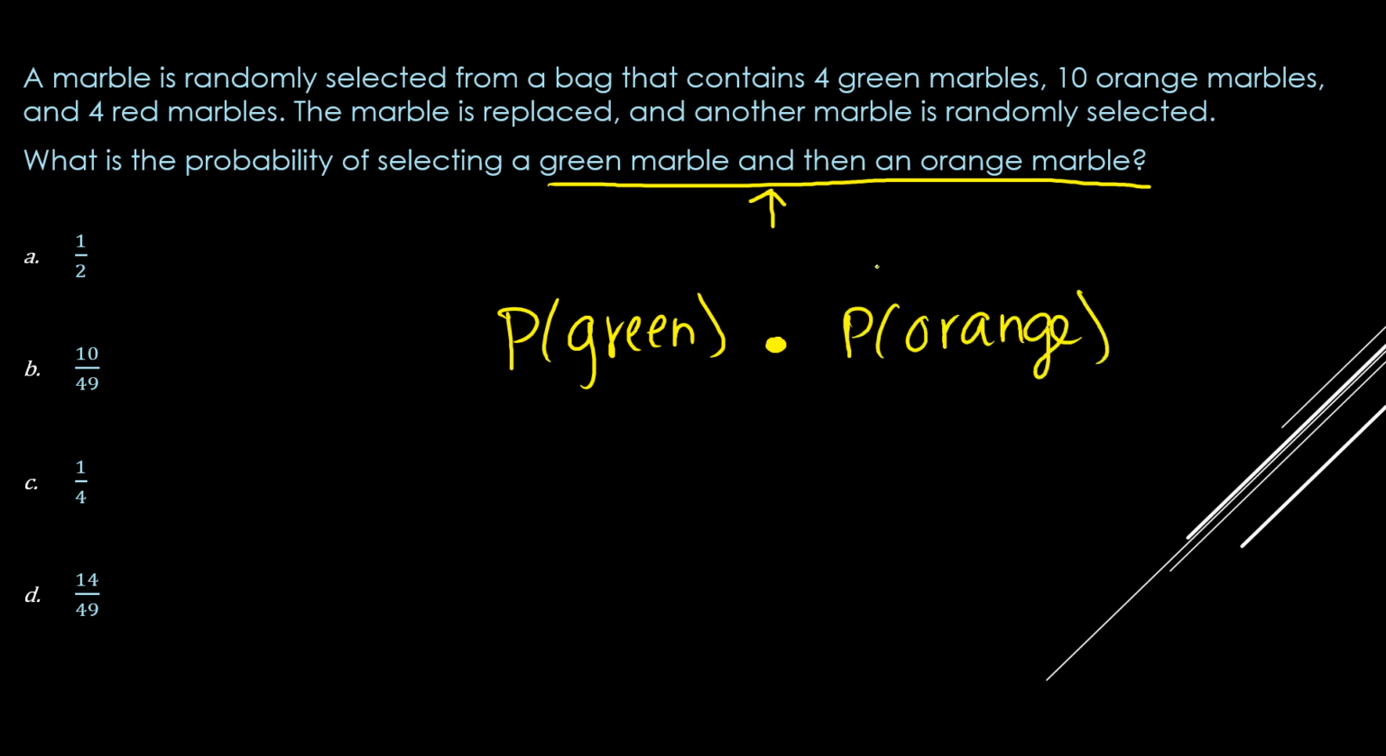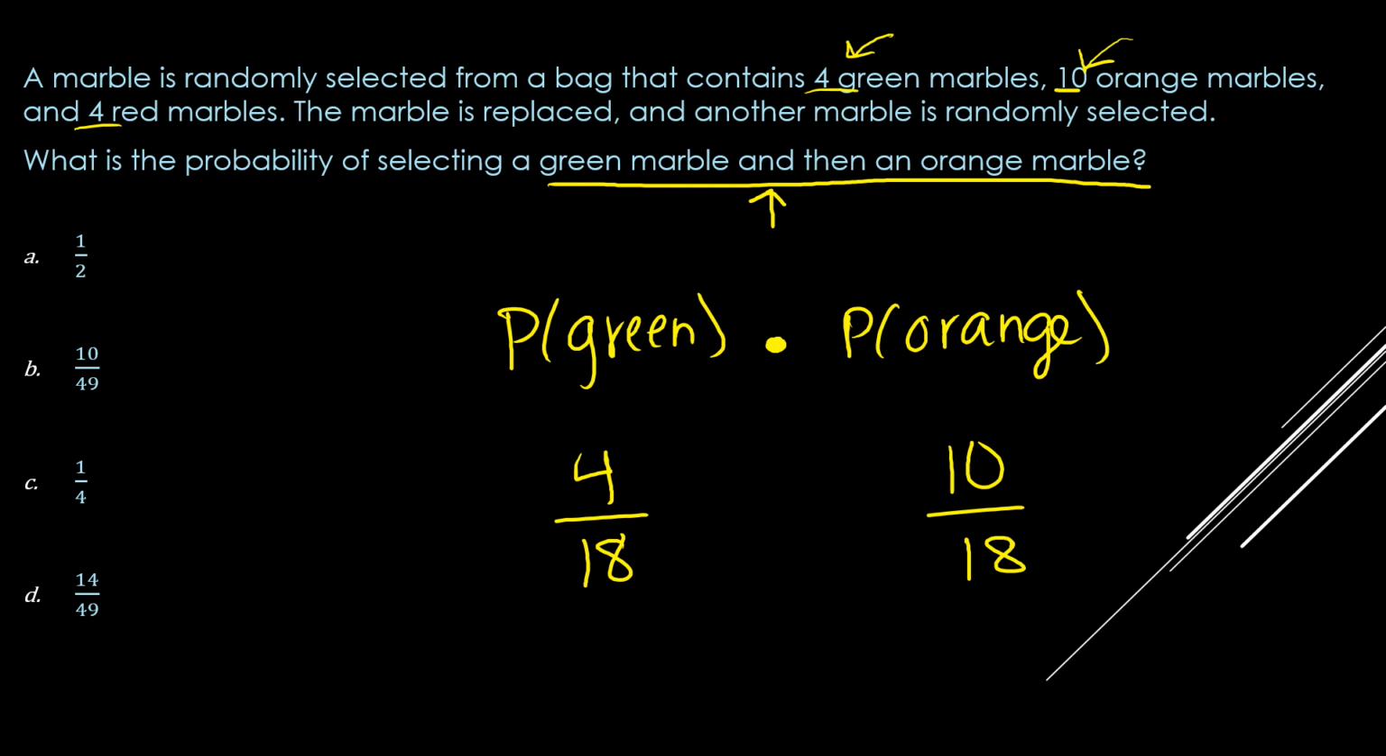Well, to first do this, I need to figure out how many total marbles I have in my bag. So the total will always go on bottom. So I have 4 green, 10 orange, and 4 red. So 4 plus 4 plus 10 is going to be 18. So 18 is going to be the denominator in both of these. Then I have 4 green marbles. So 4 will go on top. And 10 orange marbles. 10 will go on top here.